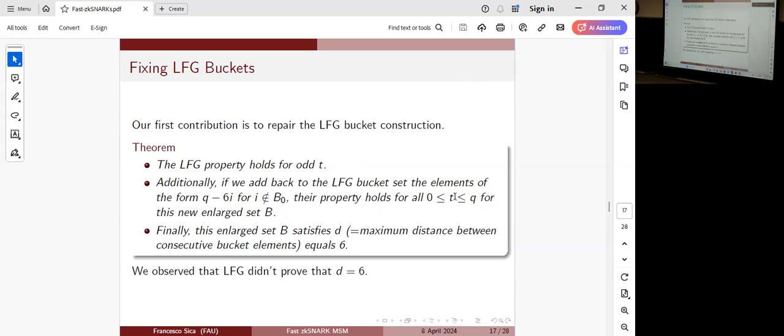And the property holds for all t's here in this new enlarged set here. And we also checked something that they didn't prove, that this enlarged set D satisfies D equals 6. The minimal distance between consecutive elements is almost 6. Something that they also observed, but they didn't prove in their original paper.